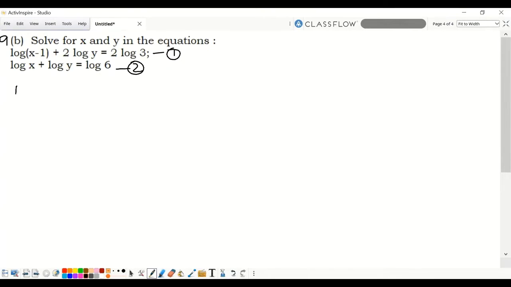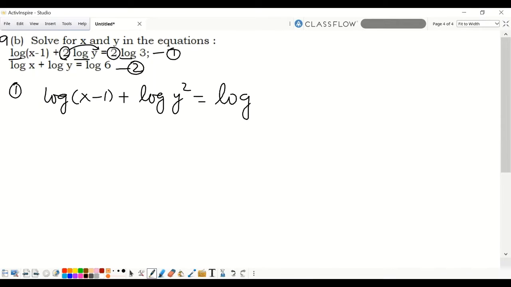So I will take care of the first equation first. Since this has log, this has log, and this has log, it shouldn't be a problem if we take care of this 2 and this 2. So let's do it. Log (x minus 1) as it is, but I can write log y squared. This 2 goes and becomes the exponent of the content of log, equal to, similarly, log 3 squared.